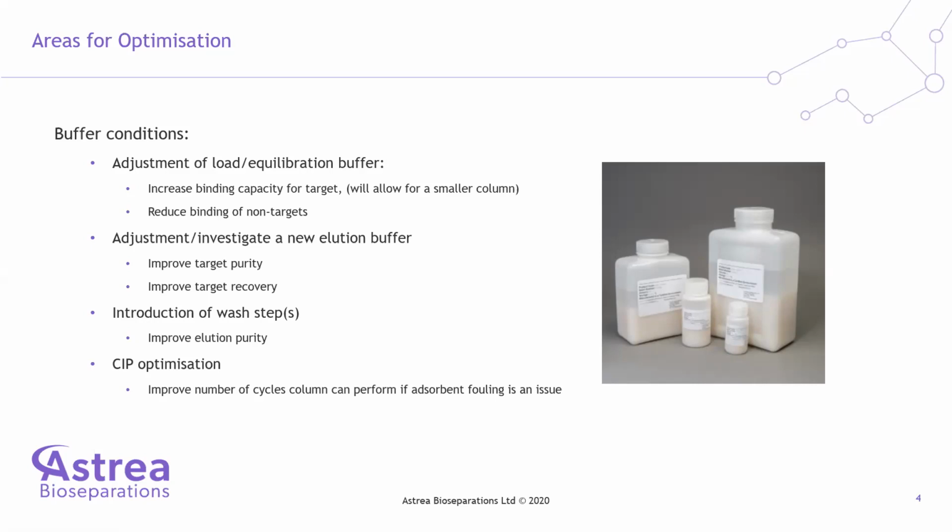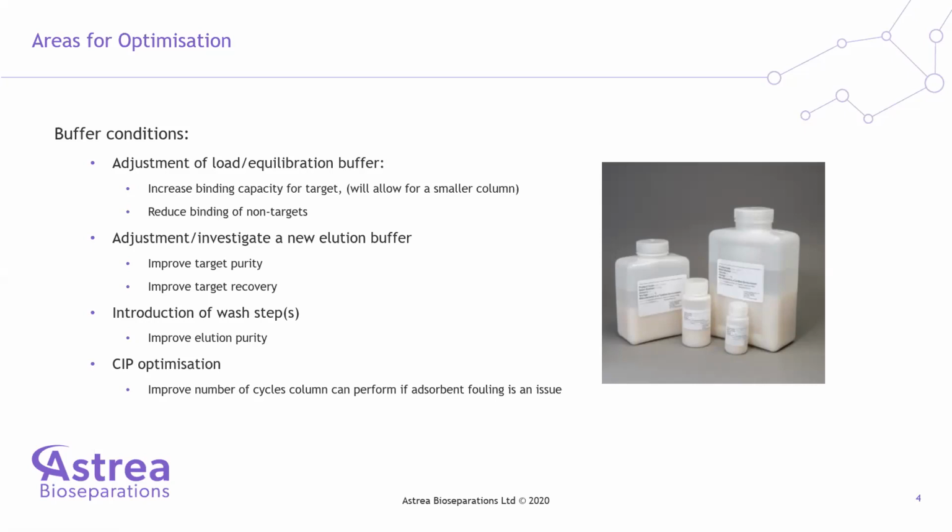Another area we can look at is our elution buffer. We can look at changing our elution buffer to see if we can improve our target purity by finding a more selective elution buffer, or to see if we can improve the target recovery. Again, if we can find an elution buffer that's more specific to our target, that can also help with that.